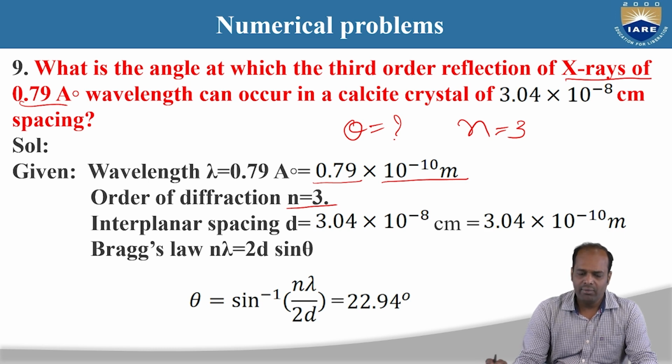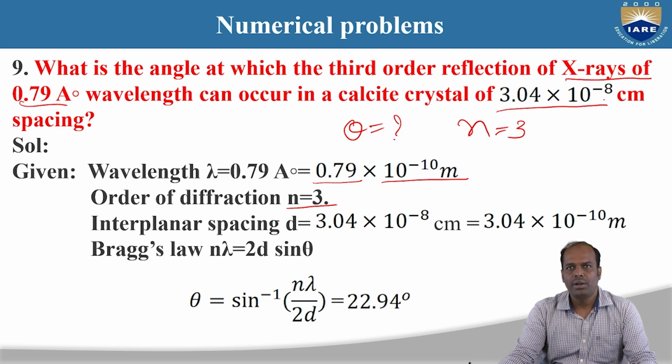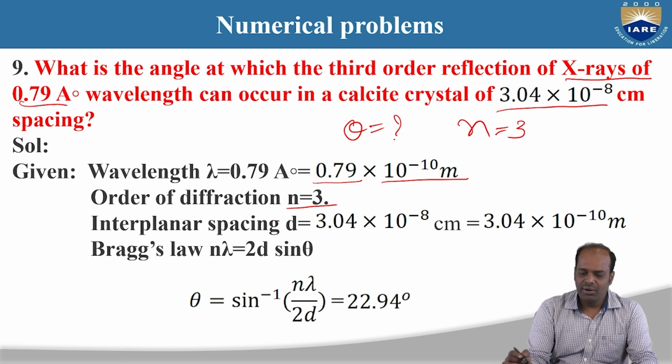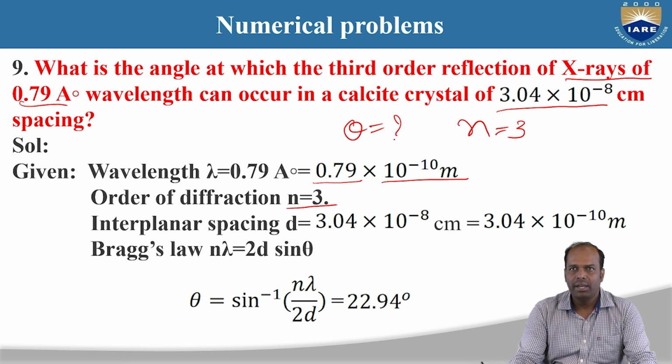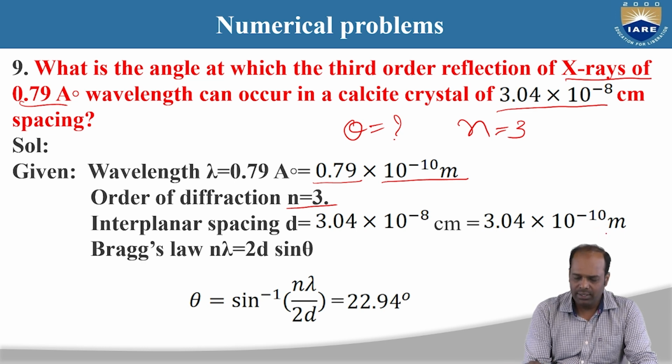And what they are given, interplanar spacing is 3.04 into 10 to the power of minus 8 centimeter. But what are our other units? All are in SI units. So we need to convert into meters. So 3.04 into 10 to the power of minus 10 meters. So Bragg's law, theta is equal to this one.